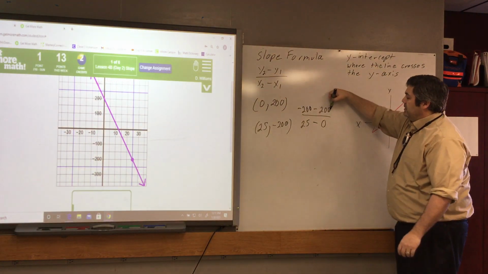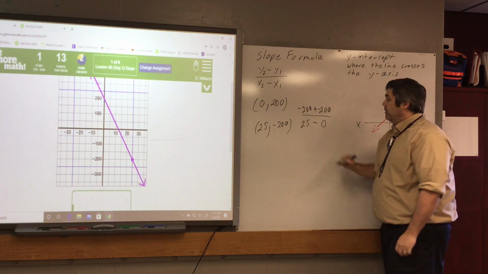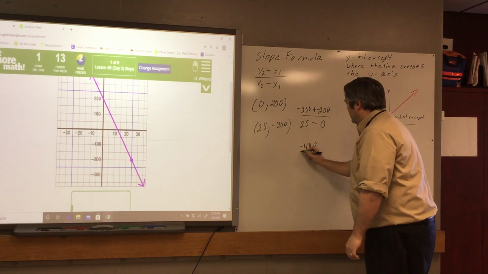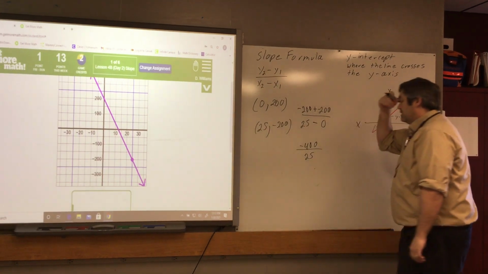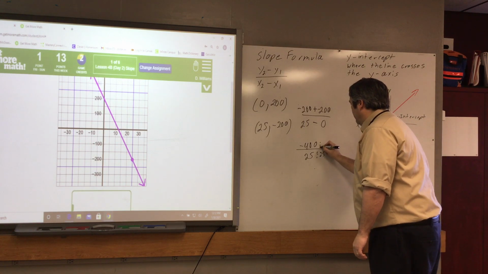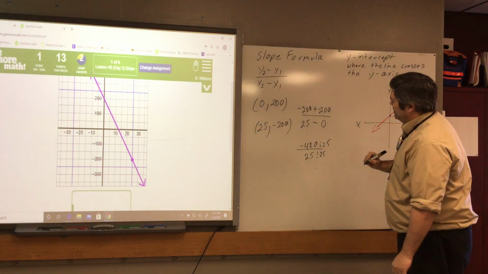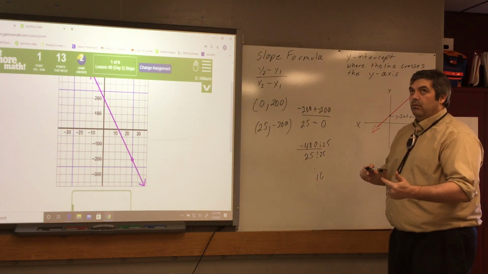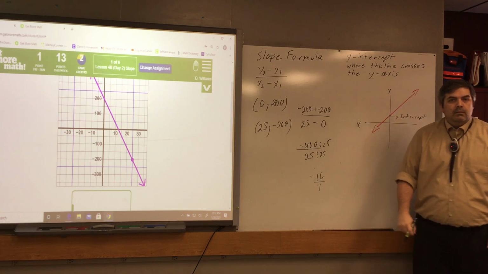Okay, negative 200, minus 200, 25, minus 0. Click, click. So far, all right. Negative 200 plus negative 200 gets me negative 400 over 25 minus 0 gets me 25. Reduce that. You can divide both by 25. 25, let's see, 4, 8, 12, should be 16 over 1, it should be negative, okay?